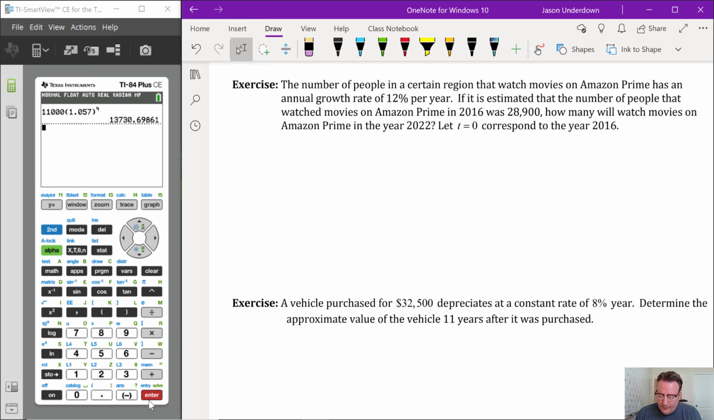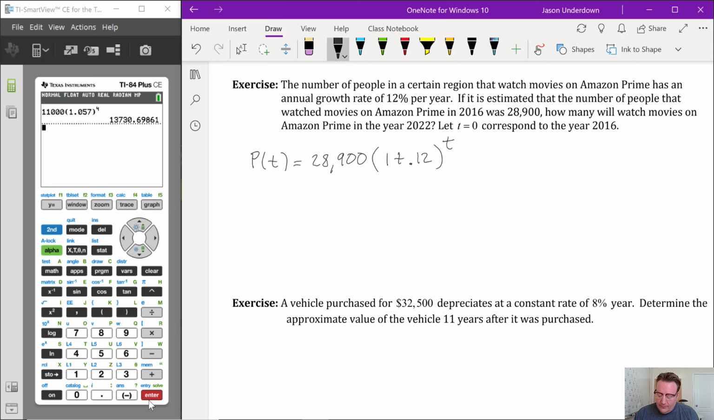Okay, so we are given the growth rate, 12%, and the initial number of Amazon Prime viewers at 28,900. Okay, so let's see, what is our model? Our model is P of t is equal to 28,900 times 1 plus, now 12% is 0.12, and this will be raised to the t.